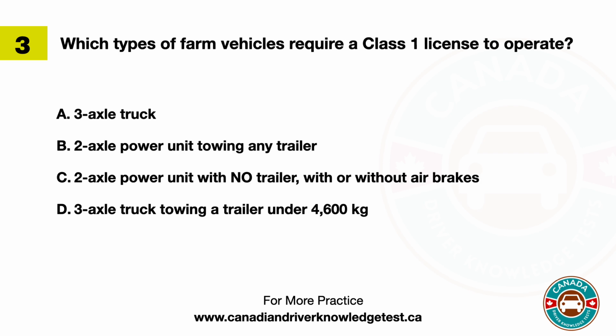Question 3. Which types of farm vehicles require a Class 1 license to operate? A. 3-axle truck. B. 2-axle power unit towing any trailer. C. 2-axle power unit with an O-trailer, with or without air brakes. D. 3-axle truck towing a trailer under 4,600 kilograms. The answer is B. 2-axle power unit towing any trailer.